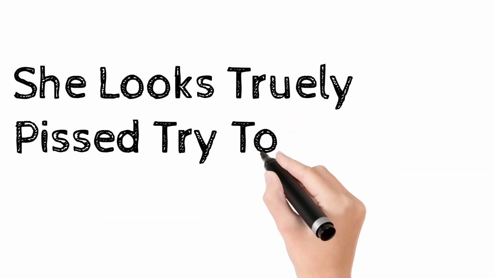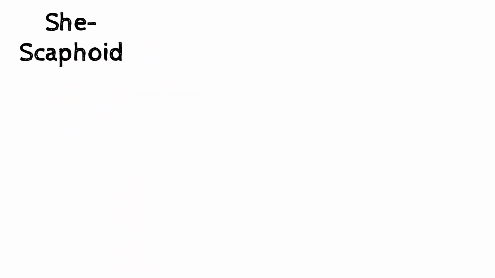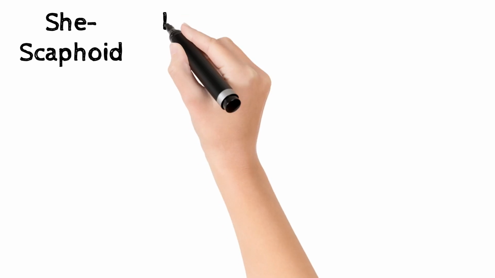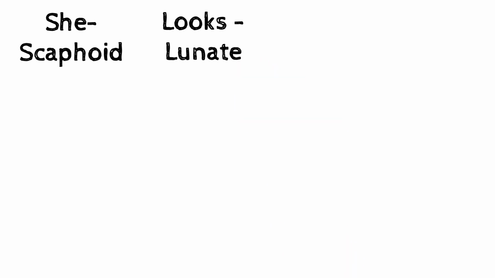She looks truly pissed off. Try to cope with her. So when someone is pissed, it's hard to deal with them, right? In "she", "s" is for scaphoid. In "looks", "lu" is for lunate. In "truly", "tr" is for triquetrum.